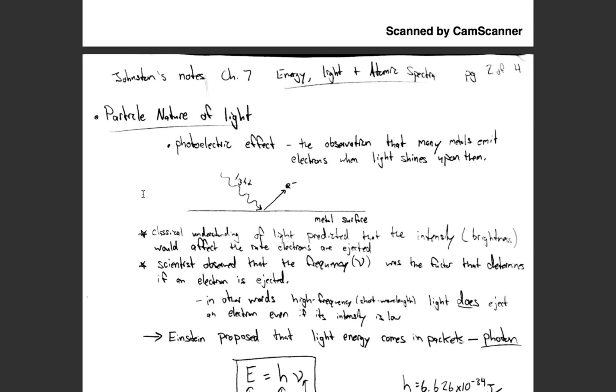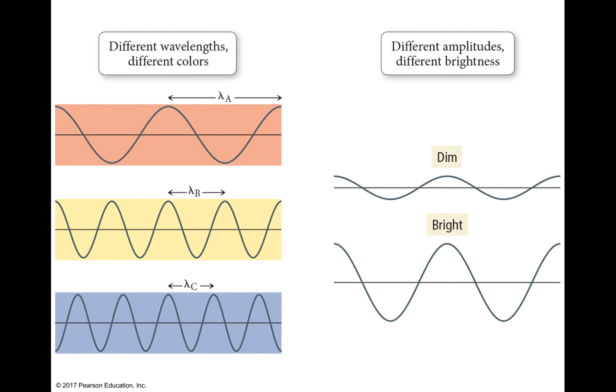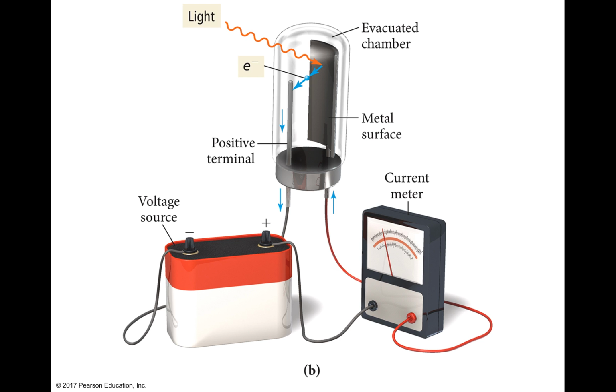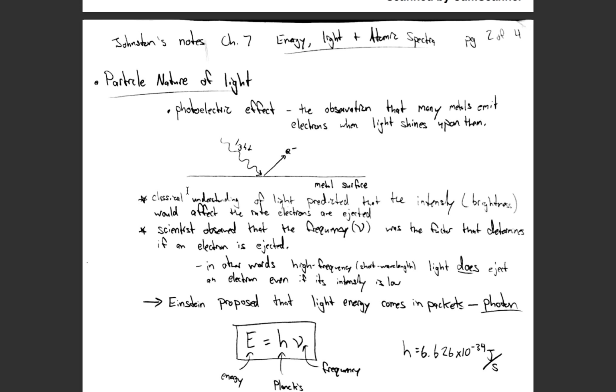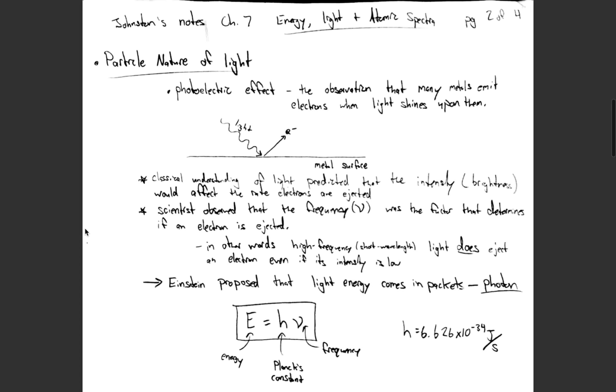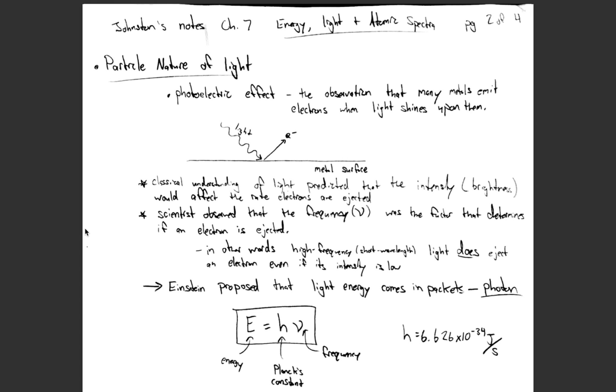So basically what happens is they did some experiments. Here we have the basic setup of the apparatus, where you take some metal surface in a vacuum and shine light on that metal surface. And the observation is that that light can eject electrons from the metal surface. That is, if the light has enough energy. And so that photoelectric effect leads to several questions and observations that follow.